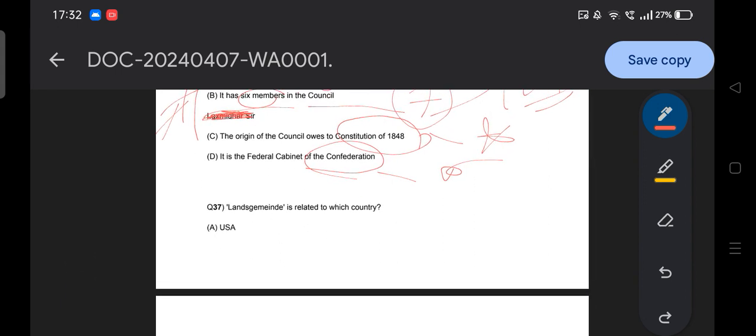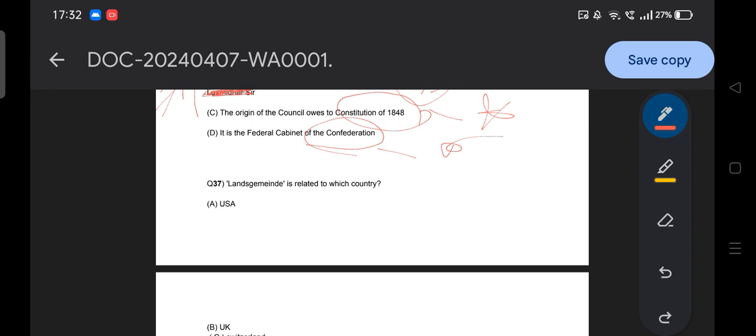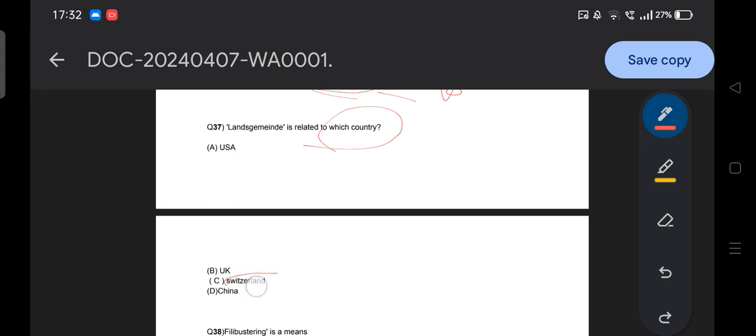Okay, then Landsgemeinde is related to which country? It's related to Switzerland. Like, they already asked which country it's related to, then can they ask the question in a comprehensive manner? So that is what the examiner is doing. They are not doing any kind of rocket science, but we need to understand how they make the questions and what the rationale is before making the question. That is how things work here.